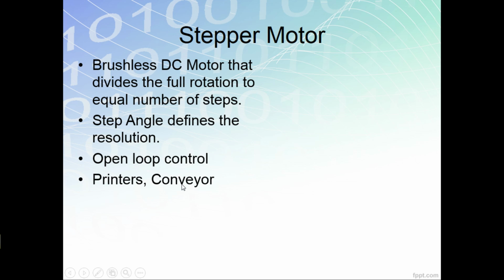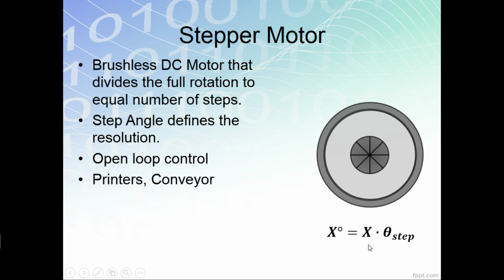It can normally be seen in printers and conveyors, and as mentioned, the angle of the stepper motor is equal to the step angle multiplied by the number of steps.